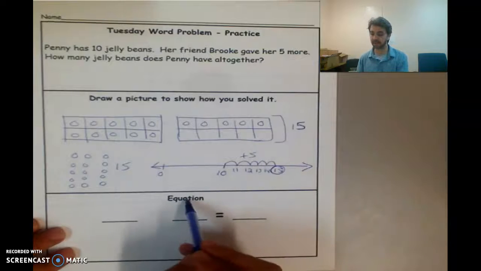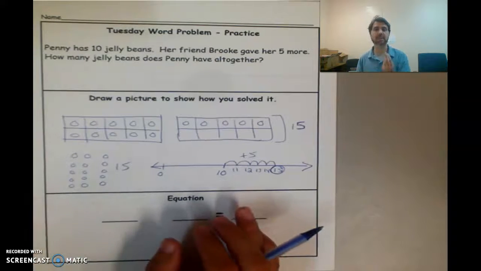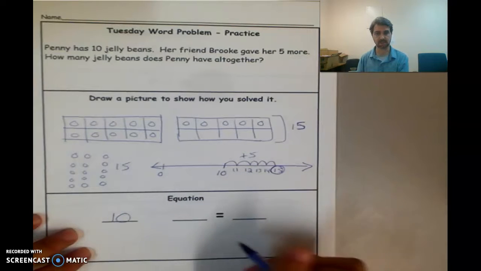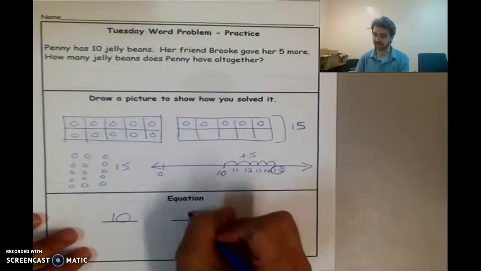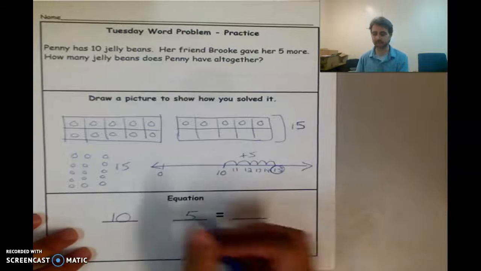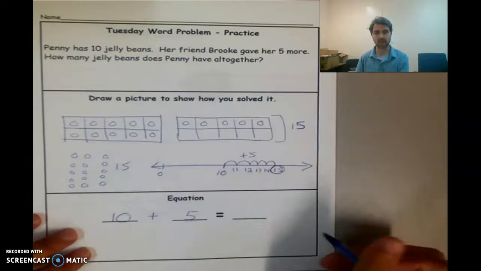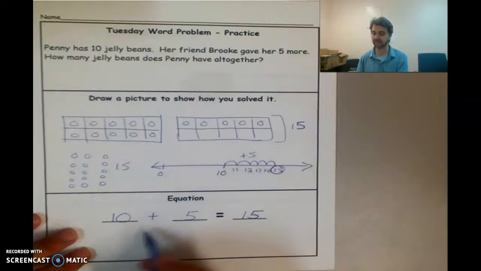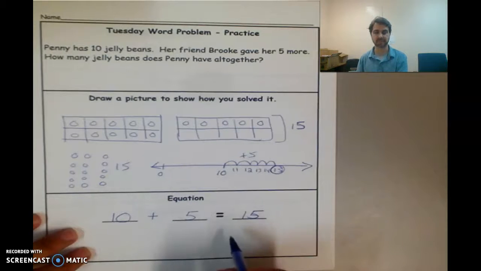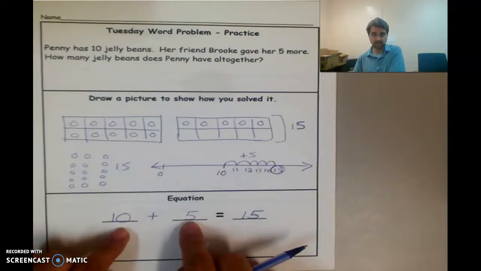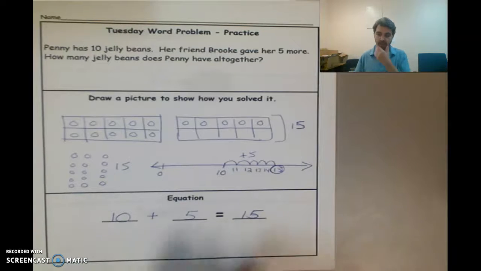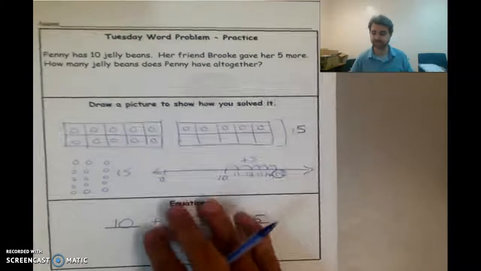So our equation, right, or number sentence, is just using the numbers. So we know that Penny started with 10 jelly beans. We know that she was given 5 more. So that would be adding 5 more. And we know that's the same as 15. Right? 10 and 5 is the same as 15. Whatever amount on this side of the equal sign should be the same over here. Okay? All right, we're going to do one more problem today.